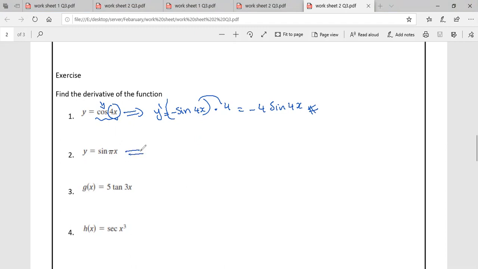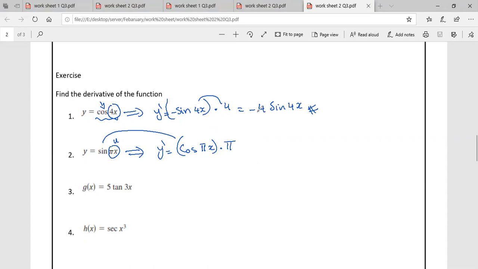Okay, here, how to find this one? Where is u? Where is your angle? I have to identify where my angle is. So for the derivative here, apply the chain rule. The derivative of the outer, which is cosine of u, multiplied by the derivative of u, which is pi x. Pi is a constant, which is 22 over 7.